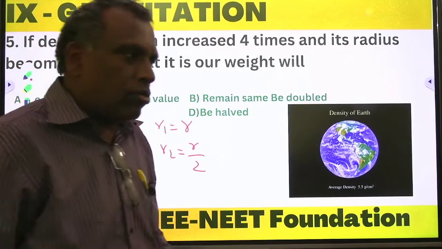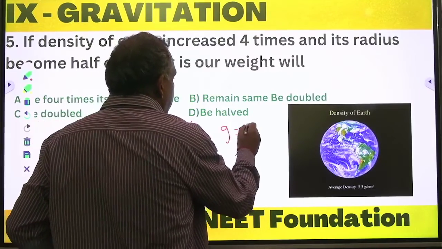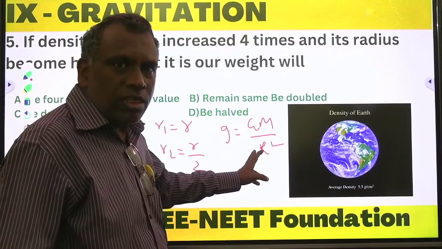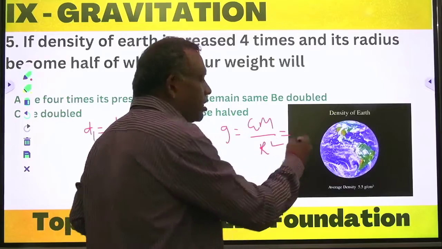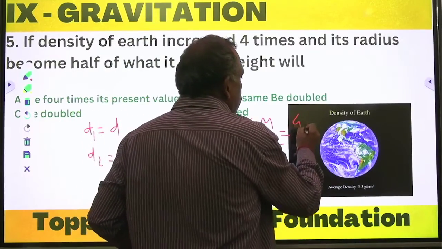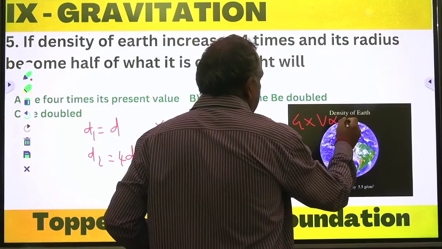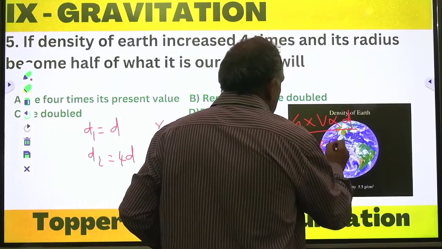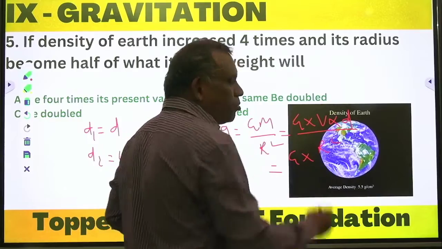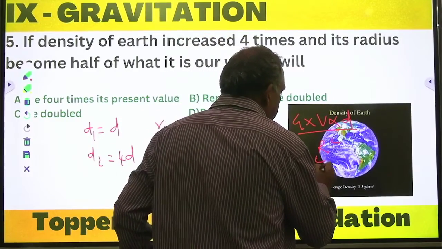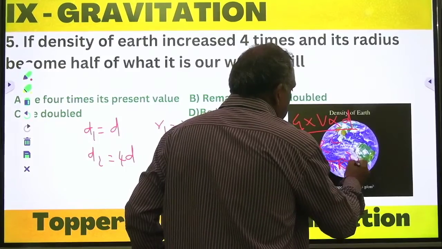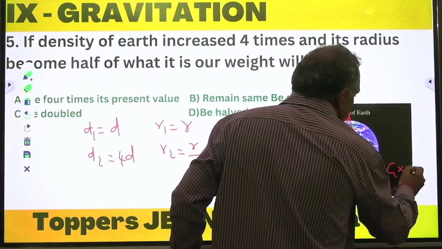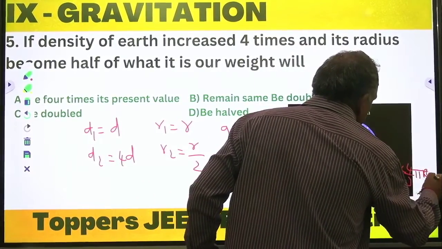See, we know the formula: g is equal to GM by r square. The capital G, small g relation. Capital G is the gravitational constant, capital M is the mass of the earth. Mass of the earth can be written as capital G into volume of the earth into density of the earth, divided by r square. So if you write G into volume of the earth, it is 4 by 3 pi r cube into density d, upon r square. So it means capital G into 4 by 3 pi r into density.